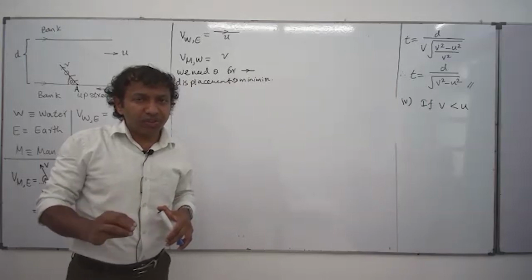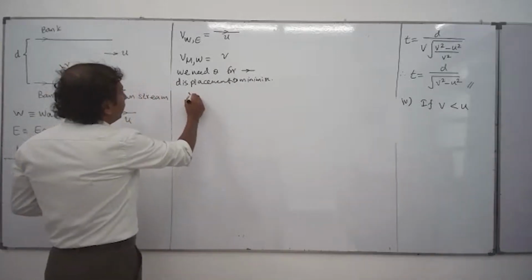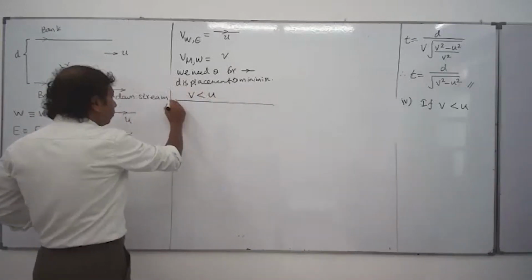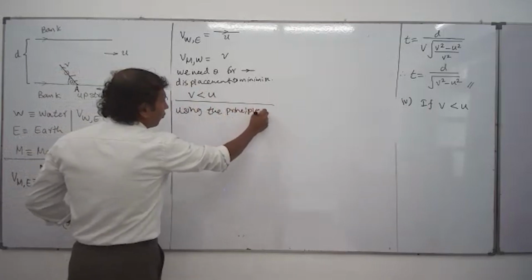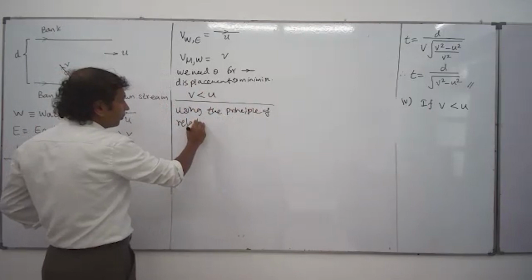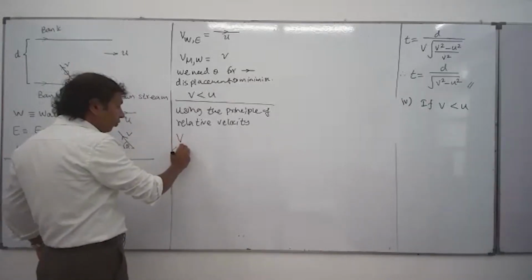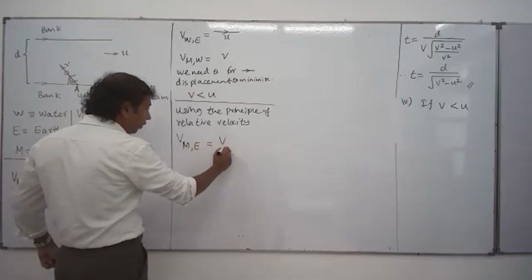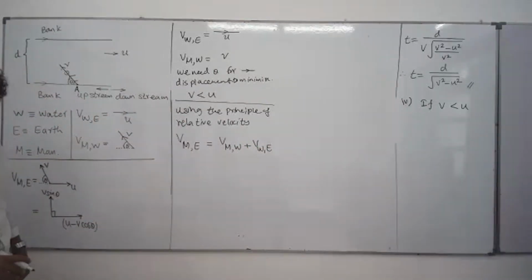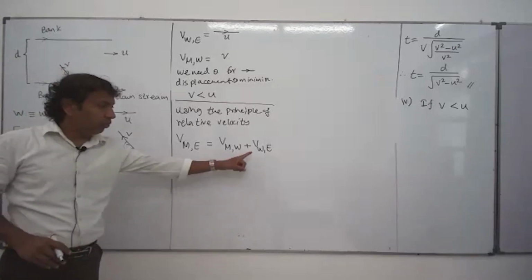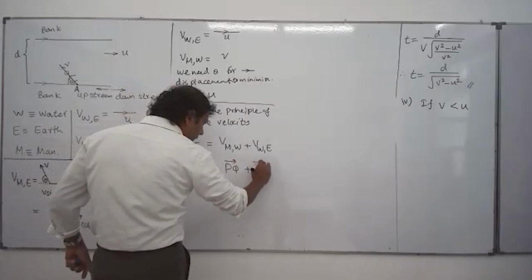By subjecting the velocity of the man relative to Earth. Then remember here, v less than u. Now we can write using the principle of relative velocity: velocity of this man relative to earth is equal to v_mw plus v_we. Now, what is the method? Whenever we use the principle of relative velocity, for these velocities we have to put vectors. This is PQ vector and this is QR vector. Therefore, this is PR vector.